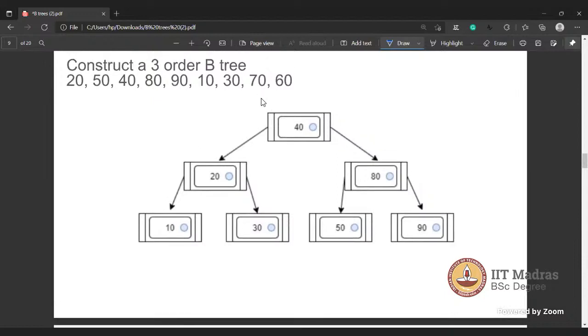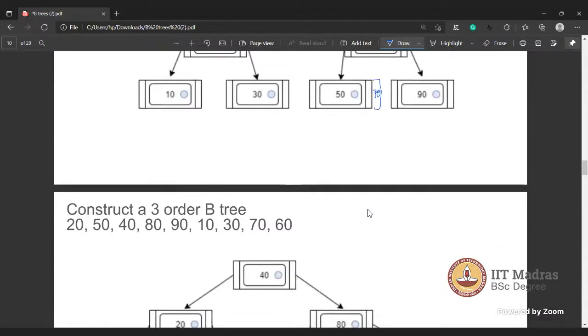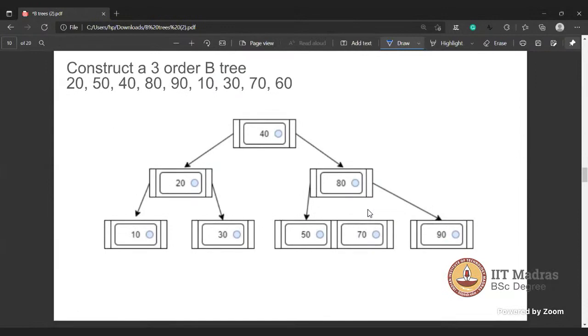Okay, so let's insert 70. So see, 70 is greater than 40, 70 is less than 80, so it will insert in this position. 70. So the resultant tree will be like this: 40, 20, then 10, 30, 40, 80, 50, then 70, and then 90. So let us insert 60.